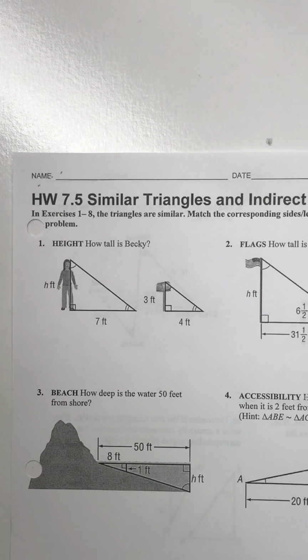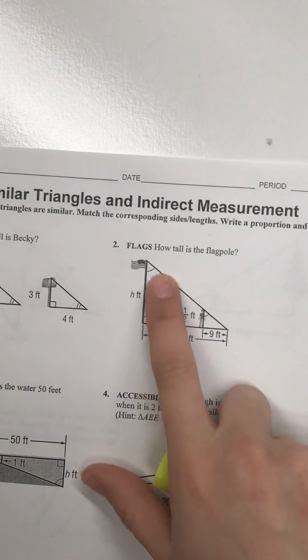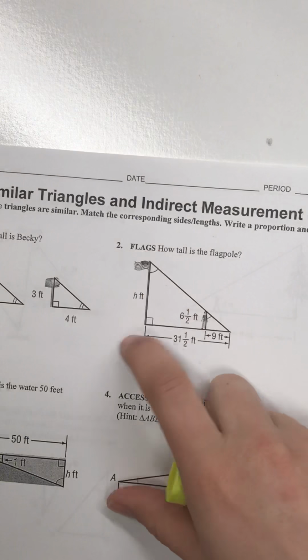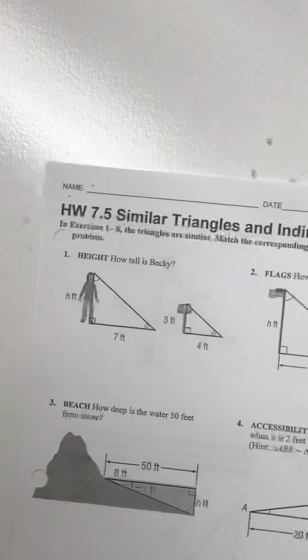In section 7.5, we talked about similar triangles and indirect measurement. Indirect measurement is used when you want to find the height of something, but the thing you're trying to find the height of might be way too big to actually stand up and measure. For example, in number 2, the height of the flagpole would be something that you couldn't just take a measuring tape to. Or usually like the height of a building.